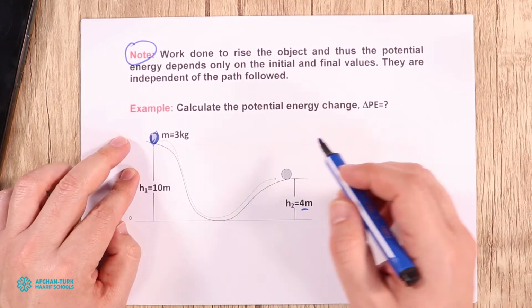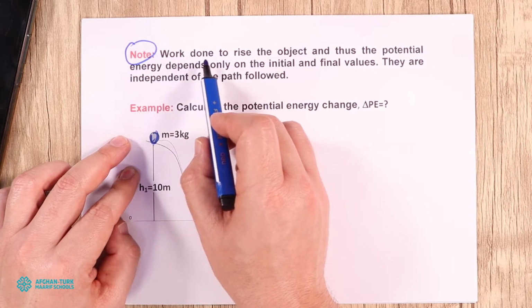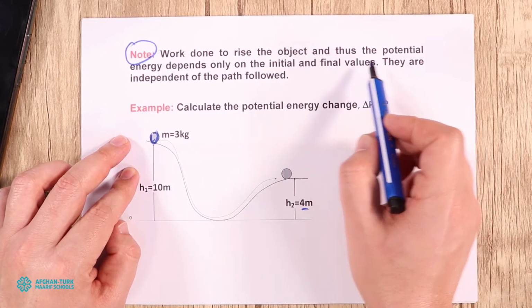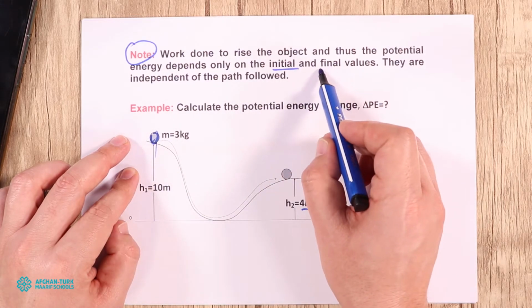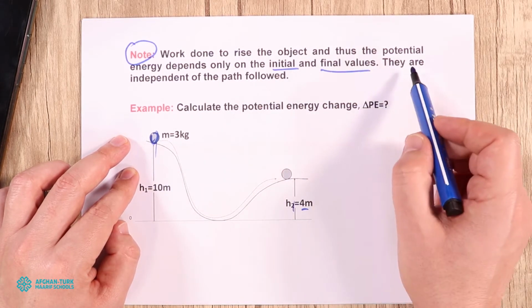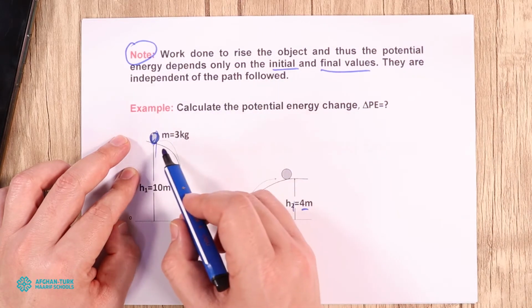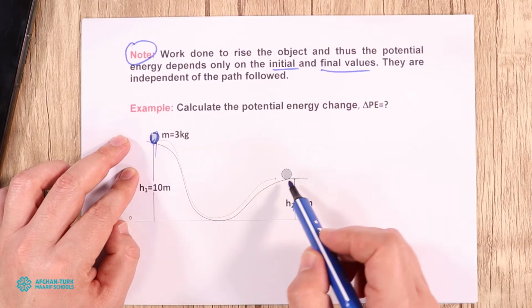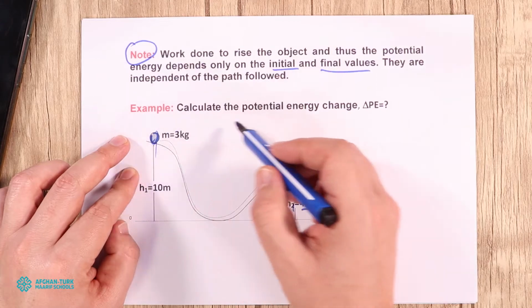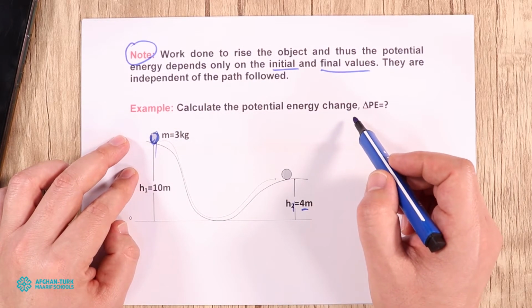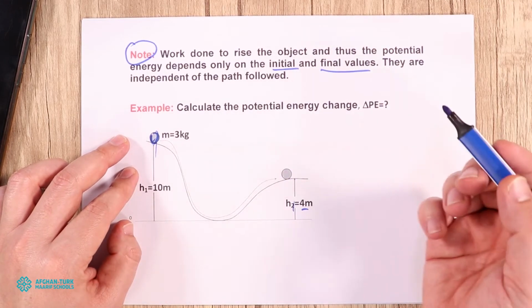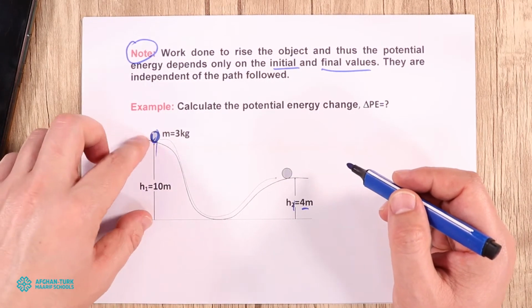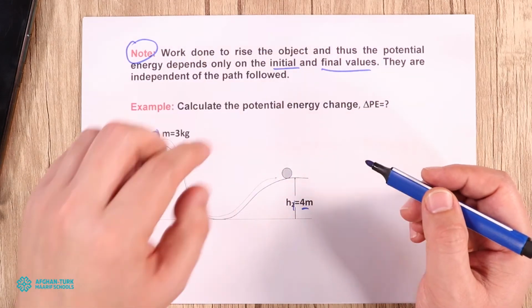The mass is also constant. So what they want here is that the work done to raise the object, and thus the potential energy, depends only on the initial height and the final height. They are independent of the path followed. They don't care about the path followed. Okay, this is the example: calculate the change in potential energy. First you can find this height and this height, and then find the change in potential energy.